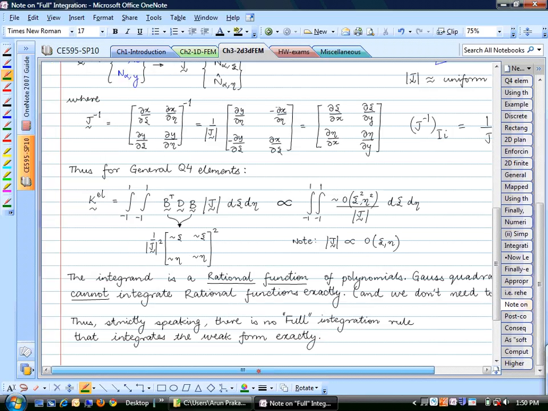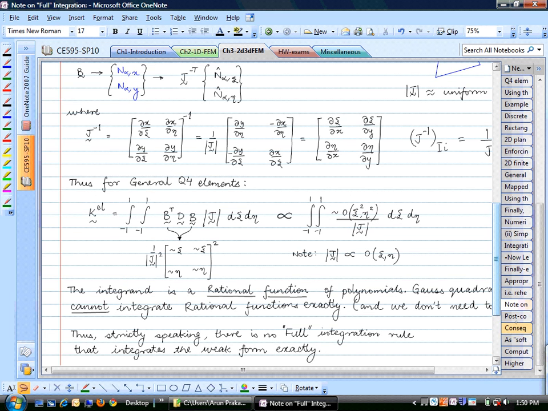In general, you have to keep in mind that all these integrals, all these k element matrices, are going to be rational functions. Gauss quadrature cannot integrate all these rational functions exactly, and we don't even need to integrate them exactly. If you choose a higher order Gauss integration rule, you will be integrating this integrand more accurately, but it will still not be exact. So that's the small note about full integration.